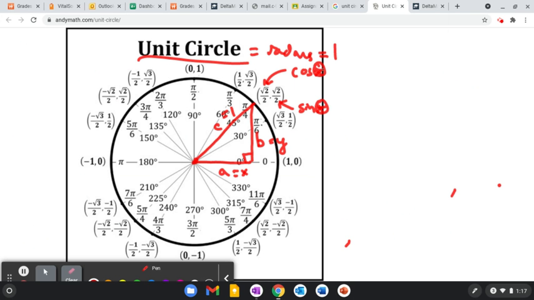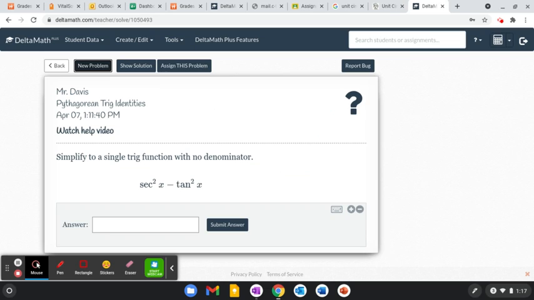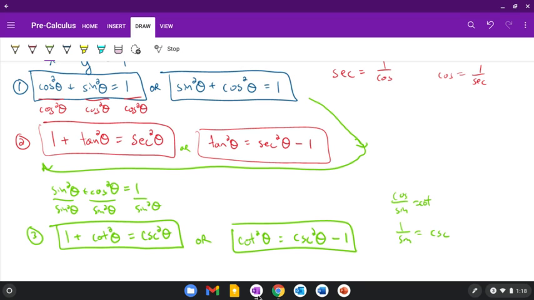So our first question, we're supposed to simplify this to a single trig function with no denominator. So let's just look at our options. We got a secant squared and a tangent squared. Okay, so let's see how we can make a substitution. It looks like we're definitely going to want to use the second equation. You could really choose either one. Let's just take this one right here.